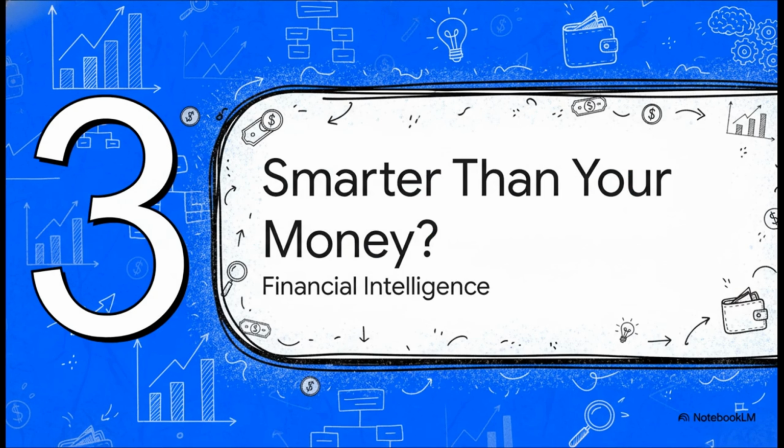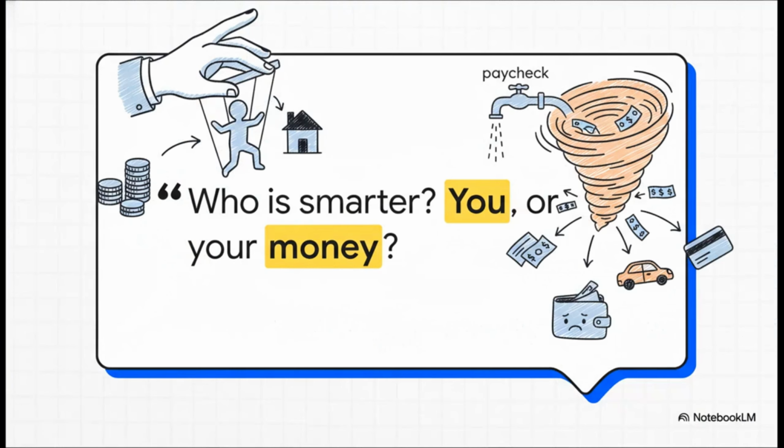So once you really get the difference between assets and liabilities, you can move on to the next level, financial intelligence. And listen, this isn't about how much you earn. It's all about how smart you are with what you have. This is the ultimate question you have to ask yourself. And be honest. Who is smarter, you or your money?